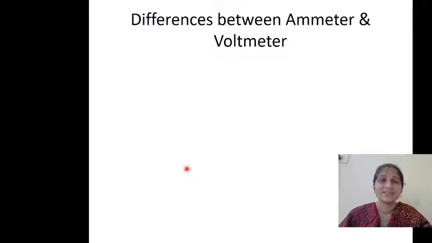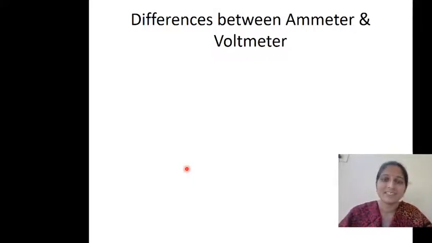The main point which you need to remember is that an ammeter and a voltmeter work on the same principle. So what is that principle? Both are current control devices only. That is very important. The deflecting torque for both instruments, either ammeter or voltmeter, depends on the current flowing through the instrument. The deflecting torque is proportional to the current flowing through the instrument.